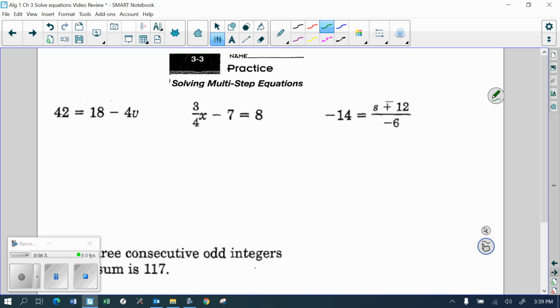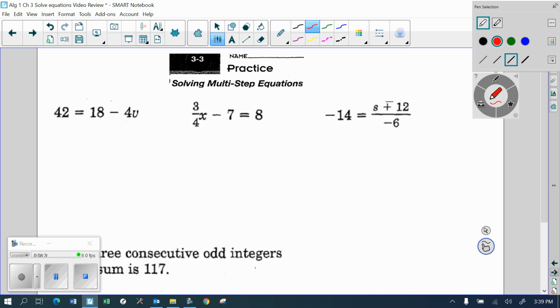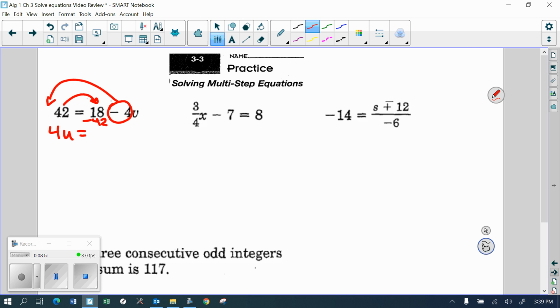All right, next, solving multi-step equations. Again, the very first thing I'm asking myself is the coefficient, positive or negative on the variable I'm solving for. It's negative, so I'm going to move it across. So I have 4u, which now means I'm subtracting the 42 across, equals negative 24. Last step, divide by 4, and I get u equals negative 6.